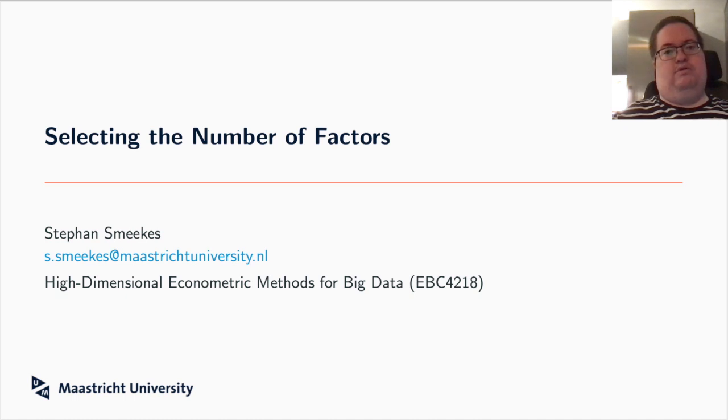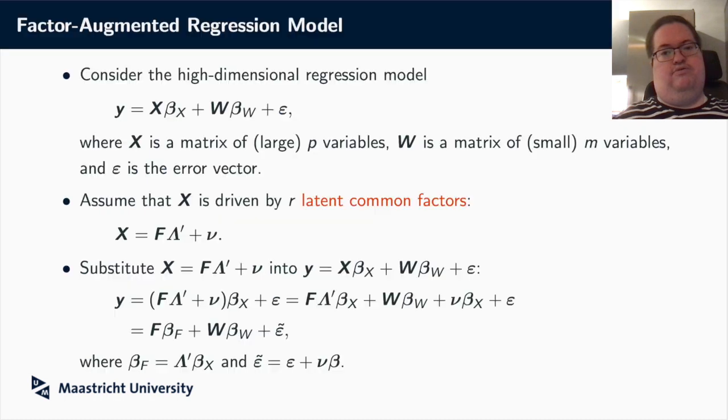In this video lecture, I will discuss how to select the number of factors in vector-augmented regression models. So we start off from where we left off in the previous week. We consider a high-dimensional regression model where we have a high-dimensional matrix X plus possibly a low-dimensional matrix W of variables that we want to include anyways.